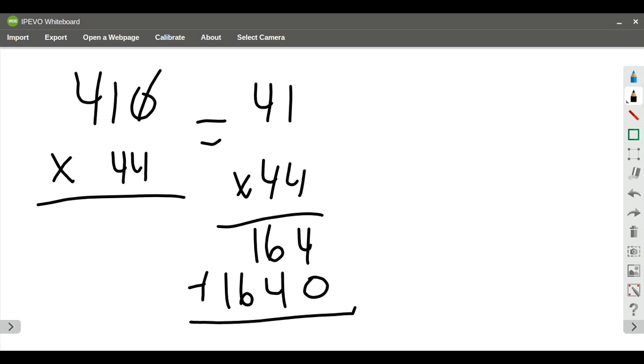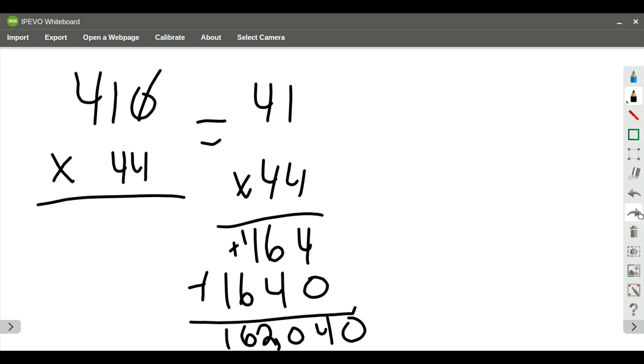Add those together. 4, 10, 1 and 6. Oh no, I'm sorry. 1 and 1 is going to be 2. Cross off that 1. 6, 1. And then I need to make sure that I put back on my 0. So I have 1,006. Ooh, that does not look like a reasonable answer.